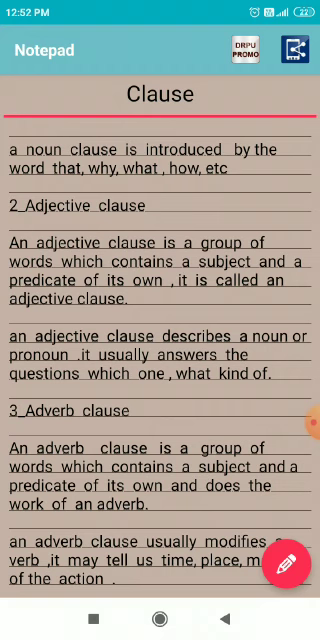The third one is the adverb clause. An adverb clause is a group of words which contains a subject and a predicate of its own and does the work of an adverb. Taking one example: they rested when evening came. They rested. When did they rest? When evening came.